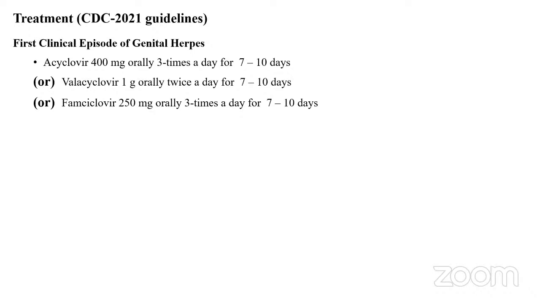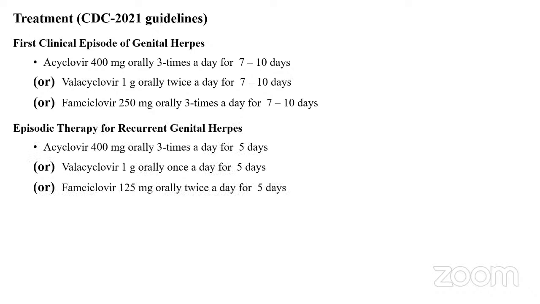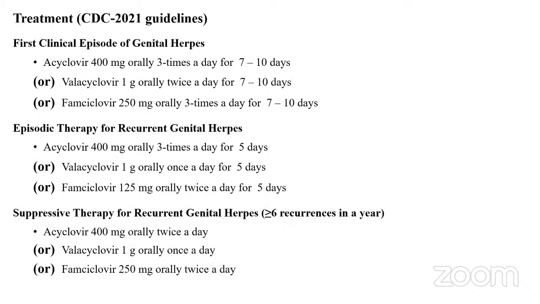Suppose that the patient has recurrent episodes, the patient can take the antivirals for 5 days, and the dosage also varies for valacyclovir and famciclovir. For acyclovir, it is 400 milligram orally 3 times a day. For valacyclovir, it is 1 gram orally once a day. And for famciclovir, it's 125 milligram twice a day. And as you can see, the treatment duration for recurrent herpes is 5 days, whereas the first episode is 7 to 10 days.